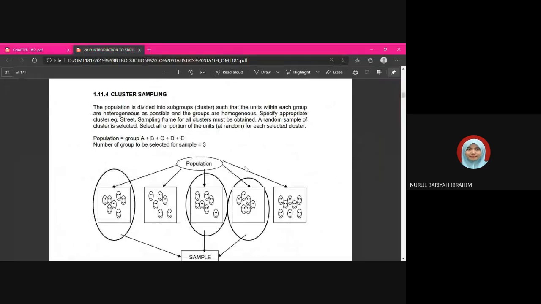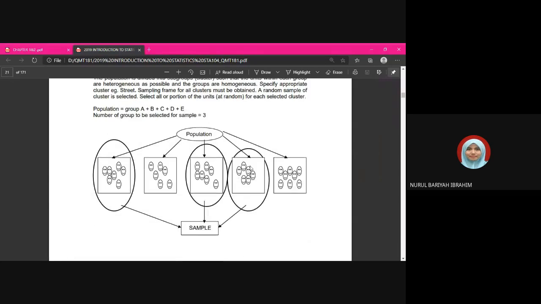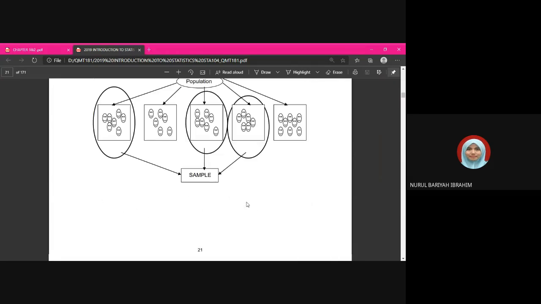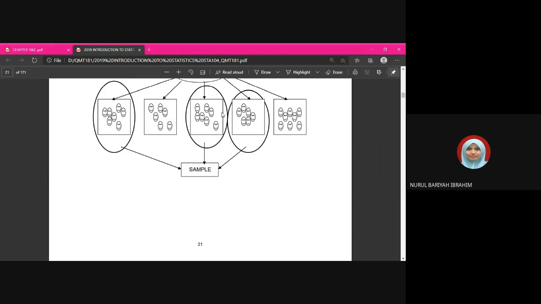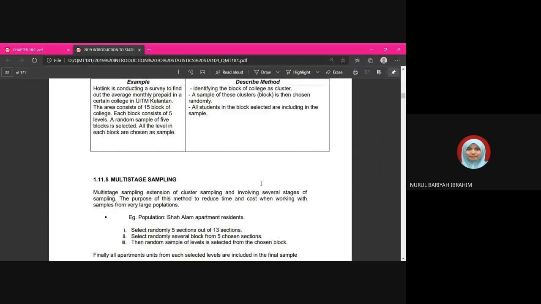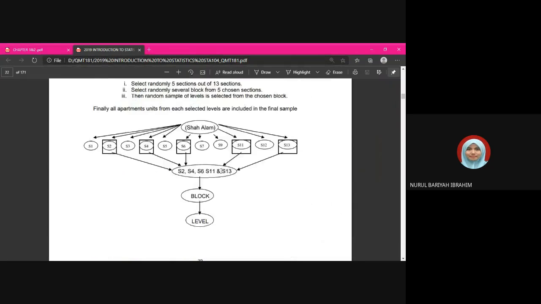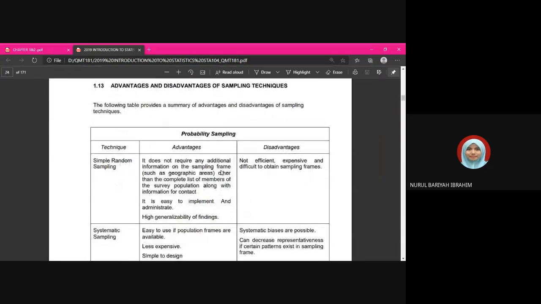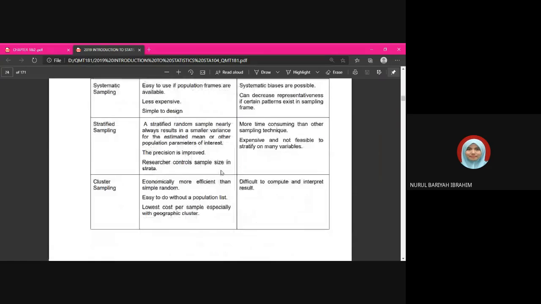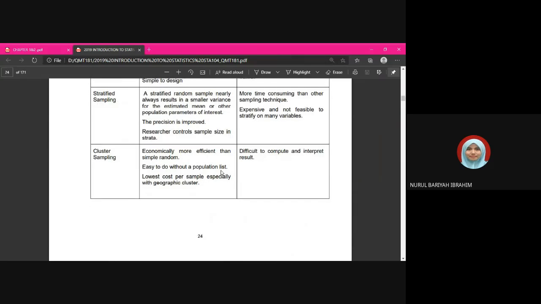Alright. Ini adalah illustration from your, kalau you tengok your manual. Okay, this is the illustration for cluster. From 5, we only select 3 and all the members in the selected cluster will be the sample. Okay. Alright. And then advantages, as usual, you need to memorize 1 or 2 of the advantages for each of these sampling technique.